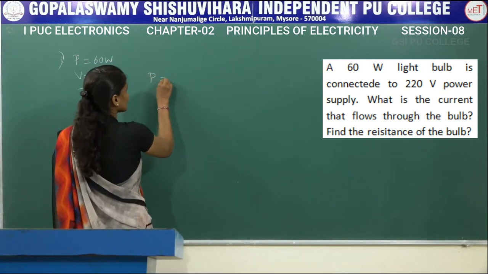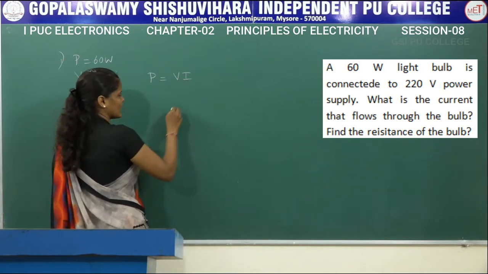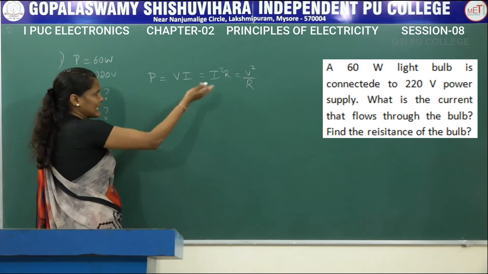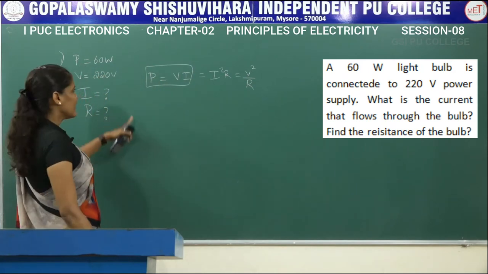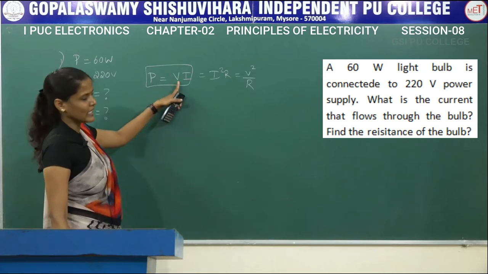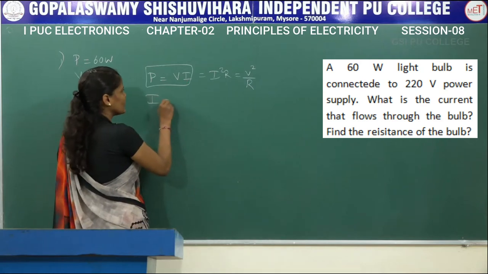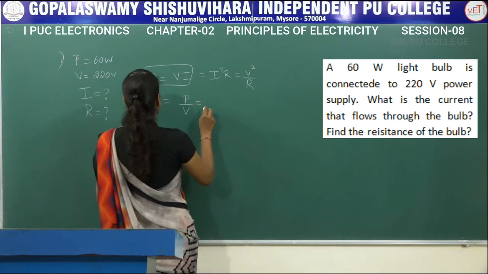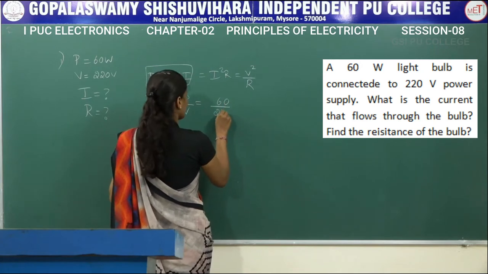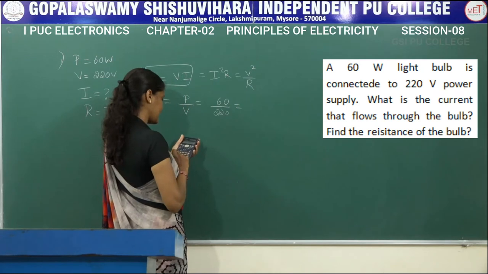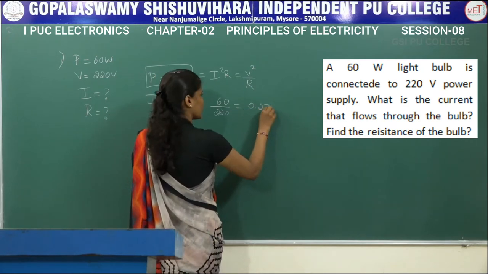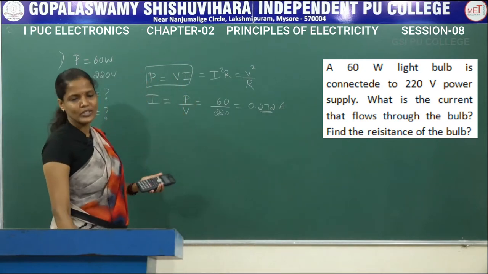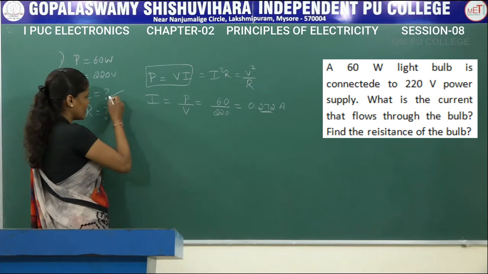So in the last class itself we discussed this formula, P is equal to V into I, which is equal to I square into R, or V square divided by R. Out of these three we have to use the formula where we know two quantities. Power and voltage are given, so I can easily find I. So I is equal to P divided by V, where power value is 60 and voltage value is 220. So 60 divided by 220 gives me 0.272. The unit of current is amps. So I is equal to 0.272 amps.